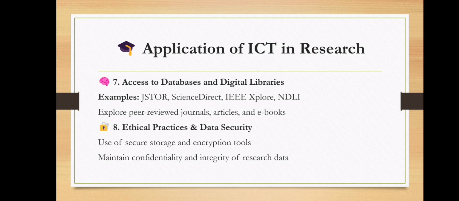Seventh is access to databases and digital libraries. Using tools like JSTOR, these are not tools actually, these are databases. JSTOR, ScienceDirect, IEEE Xplore are some databases and digital libraries where the students or candidates can explore peer-reviewed journals, articles, and ebooks.